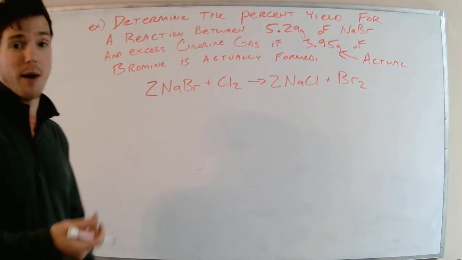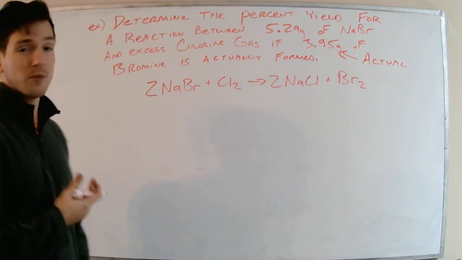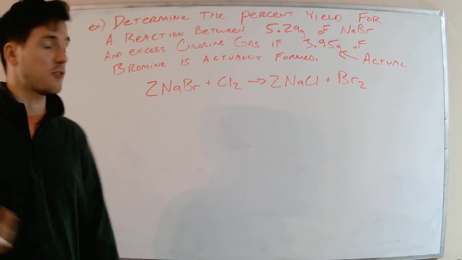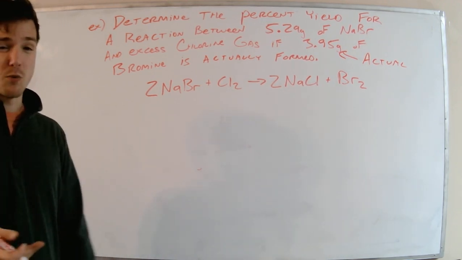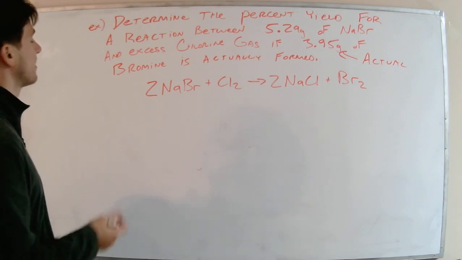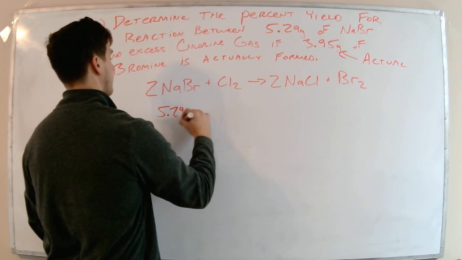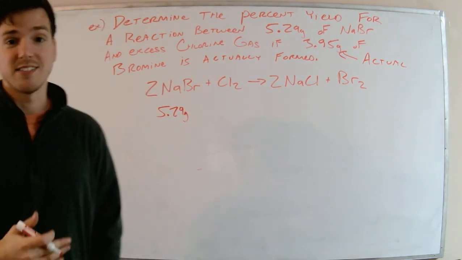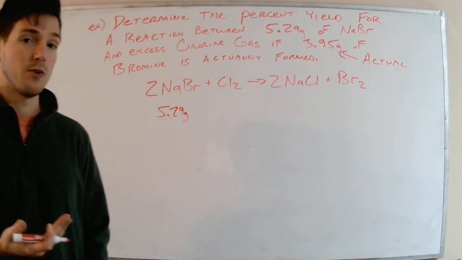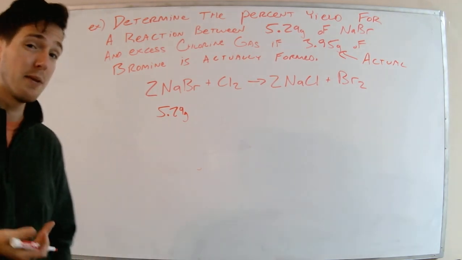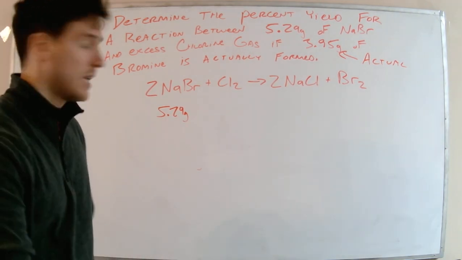It's always going to be a product. So there we go. That means we've got to find the theoretical of bromine now through stoichiometry. So let's see what they gave us to work with. Well, it looks like the only thing they gave us is 5.29 grams of NaBr. It says chlorine gas is in excess. Good, so we don't have to do a limiting reactant problem here. They already told us pretty much that the limiting reactant was NaBr.